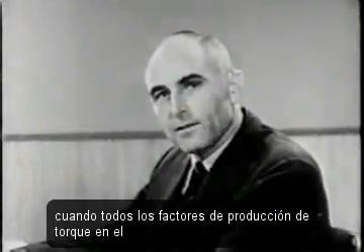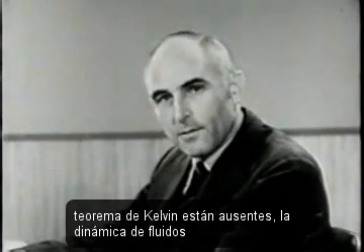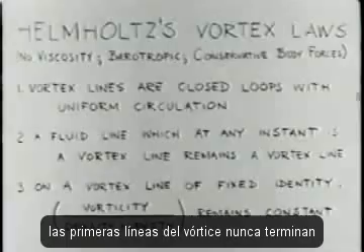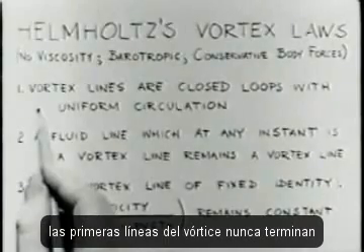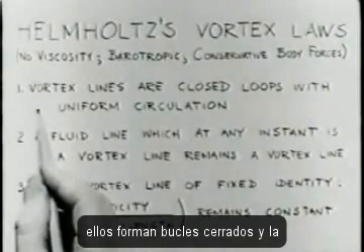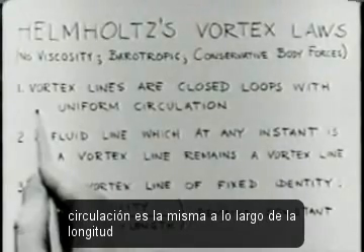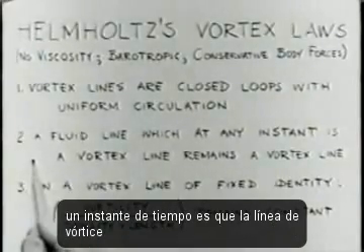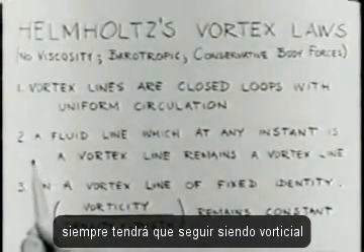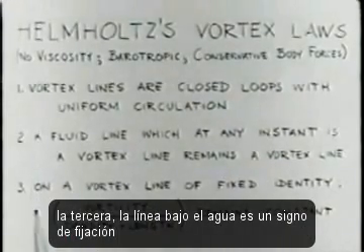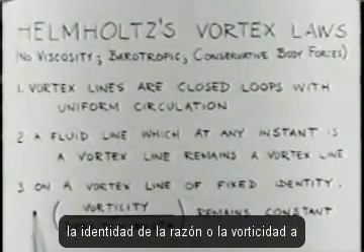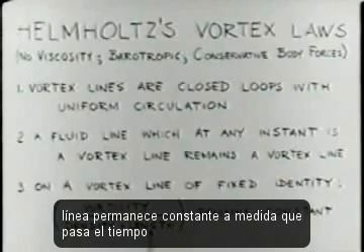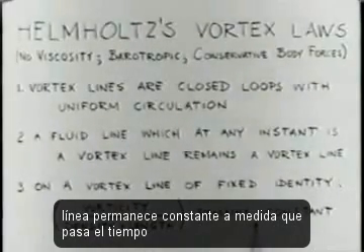When all the torque-producing factors in Kelvin's theorem are absent, fluid dynamics can be given a beautiful geometrical interpretation in terms of Helmholtz's vortex laws. First, vortex lines never end. They form closed loops, and the circulation is the same along the length of the loop. Second, a fluid line which at one instant of time is a vortex line will forever after remain a vortex line. Third, on a vortex line of fixed identity, the ratio of the vorticity to the fluid density and the length of the line remains constant as time proceeds.